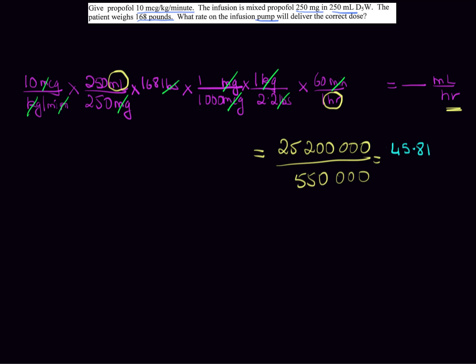Now that's a decimal, so let's talk about rounding. Each test question has a different rounding instruction, so be sure to follow the instructions on your exam. So let's practice 2 right now. If your test question said to round to the 10th, then your answer is going to be 45.8 milliliters per hour. If the test question said to round to a whole number, then you're just going to leave it at 46 milliliters per hour. So here are your 2 options. Be sure to read your instructions.